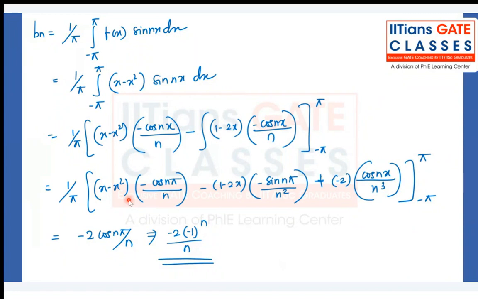Okay. Anyone have any doubt till this? Finding out the a naught, an, and bn? Feel free to ask me.